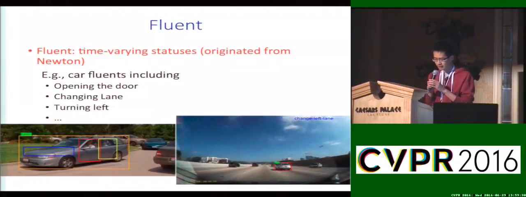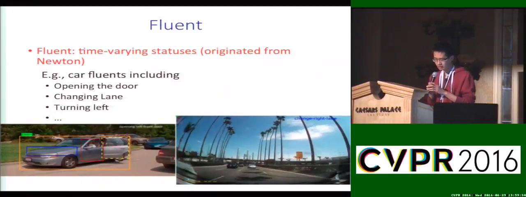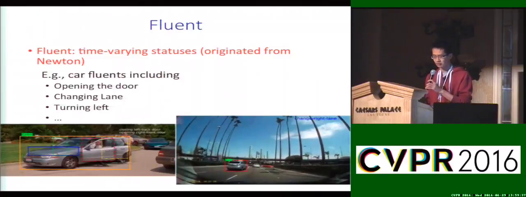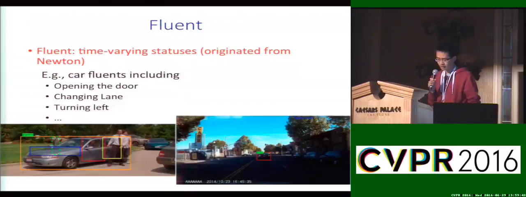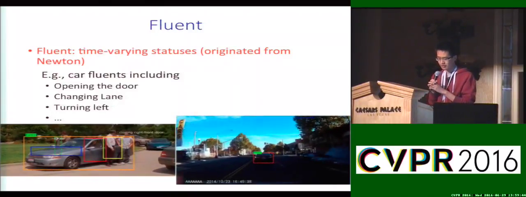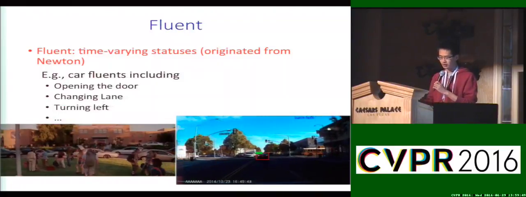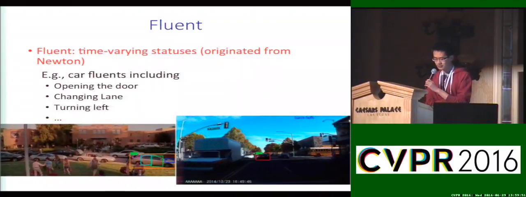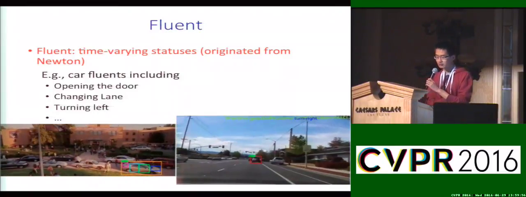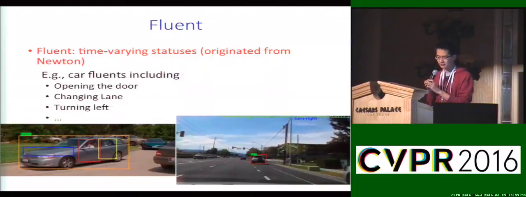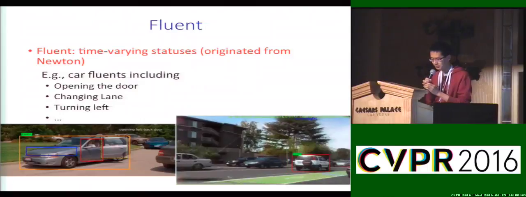So, fluent is a temporary status which originated from Newton. And car fluents include examples like opening the car door or closing the car door, changing lanes, or turning left. The two videos at the bottom show examples of car fluents. And actually, car fluent recognition is a joint task of car detection, car path localization, and semantic path status estimation.